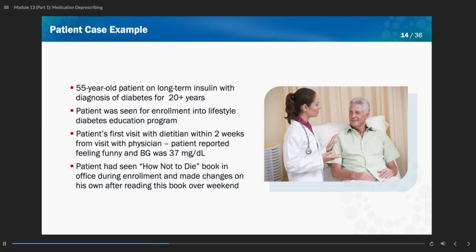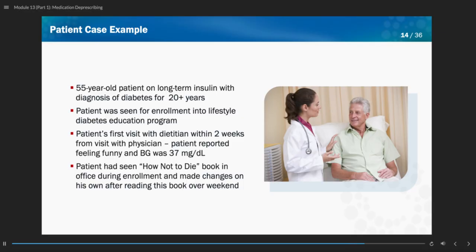On his first visit with our dietitian, before any of our structured education had begun, he stated that he was feeling funny. His blood sugar was checked and it was 37. On his own, he had made changes over the weekend, but we had not lowered any of his insulin. This is a great example of how powerful lifestyle changes can be and how we must counteract this power by lowering medications so patients are not put in a dangerous spot.